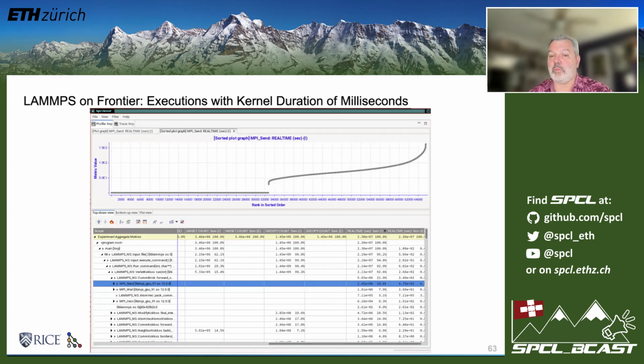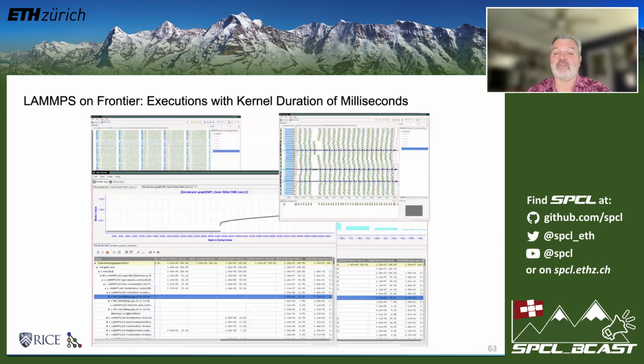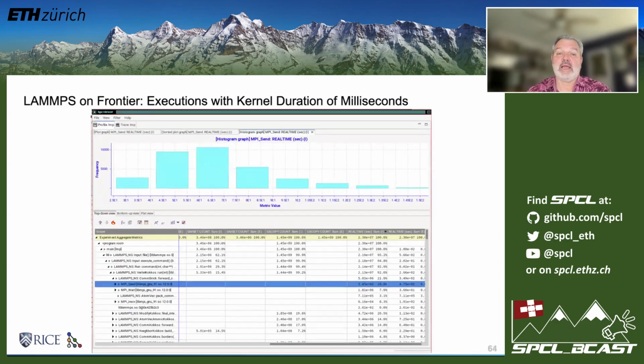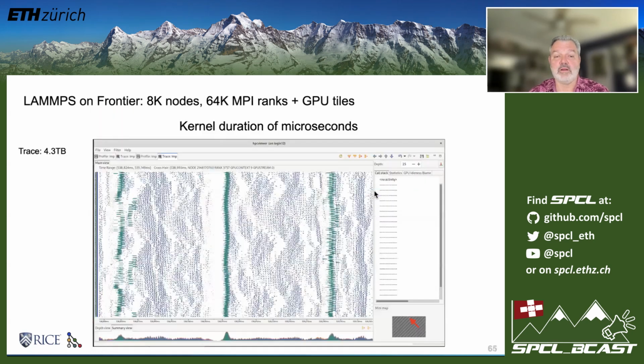Unfortunately, by the time that the machine was stable and the tools were in good enough shape to collect measurements at scale, we only had time for one run before we no longer had the ability to use the machine at scale with unlimited execution time. And so we haven't been able to fully diagnose this problem. We got a chance to measure, but that was it. This also shows that we can do a histogram view of the communication as well.